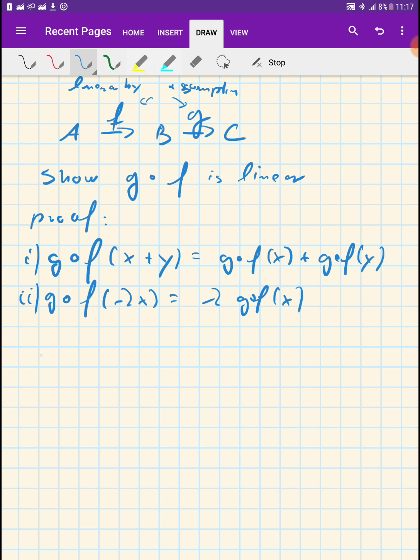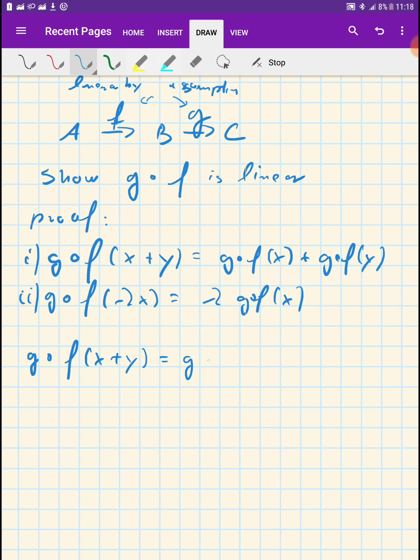So let's do this check. Let's first do number one. We want to show that G after F applied to X plus Y is this right hand side. But we already know that G and F are linear. Remember, this was our assumption. So let's use this assumption. Using this assumption, we can write the following. G after F applied to X plus Y is the same as G after F of X plus F of Y. You might write it as this.